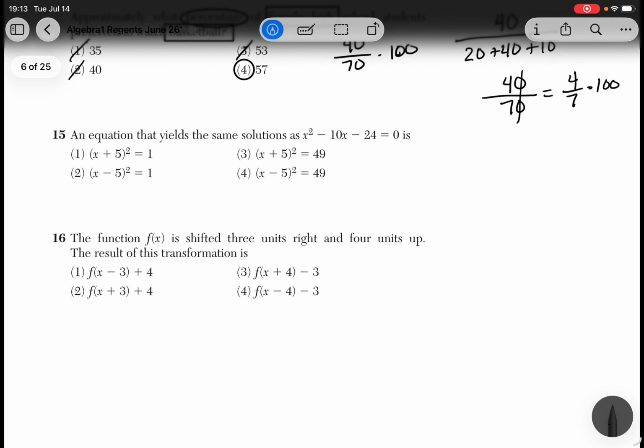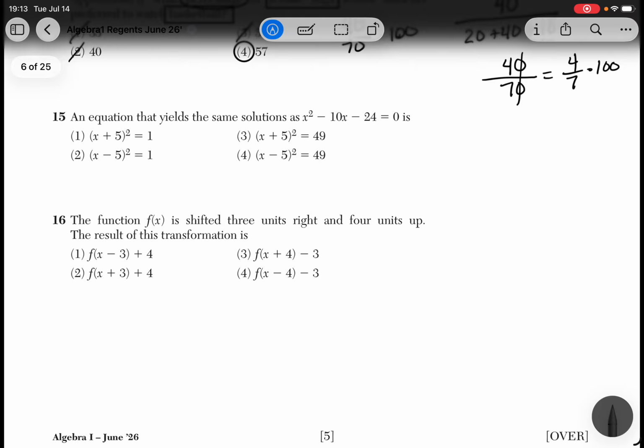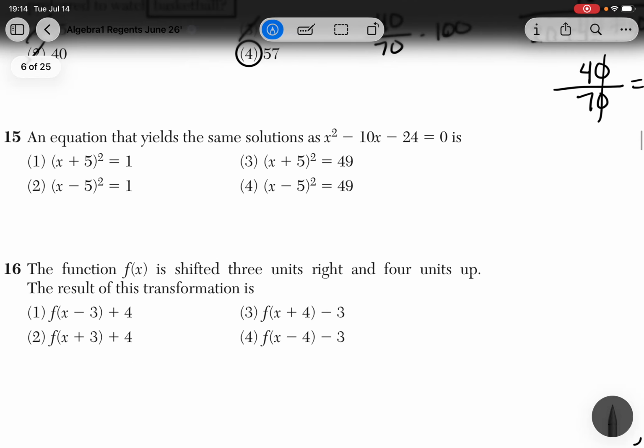Question 15. An equation that yields the same solution as x squared minus 10x minus 24 equals 0. So this one, we are completing the square. Once again, this is something that you're actually going to learn in geometry as well when you're working with circles. So we have x squared minus 10x minus 24 equals 0. We want to move that constant term over to the right side of our equation. That's always going to be our first step. So we have x squared minus 10x minus 24, plus 24 equals 0.